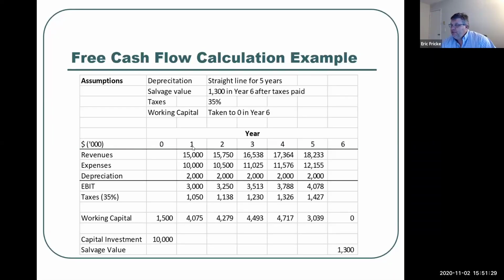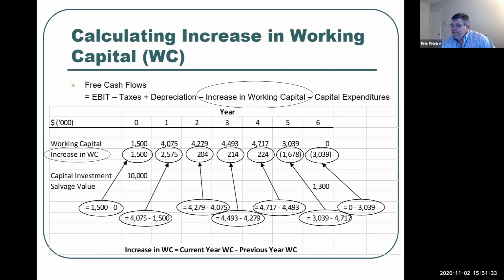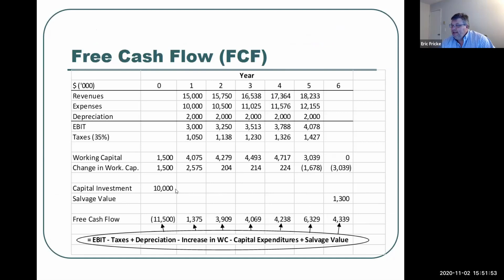All right, so this is what we just did. We went through the free cash flow calculation, and this slide kind of walks you through it as well. Here we calculated the increase in working capital, and you see we put in this line here, and these little bubbles and arrows kind of show you how every single number was calculated. Okay. And then we go ahead and calculate the free cash flows. And here again, it shows you how each of these numbers were calculated to get free cash flows.